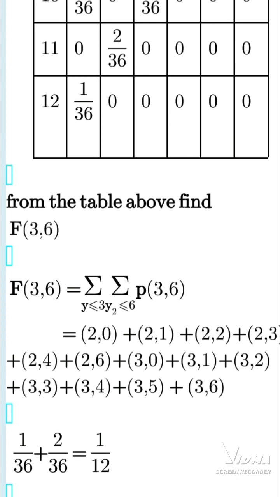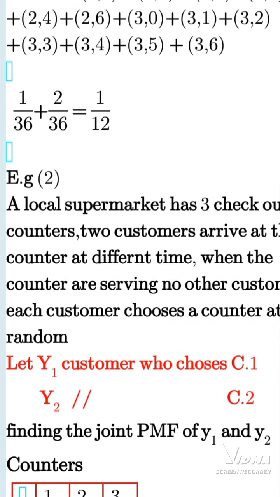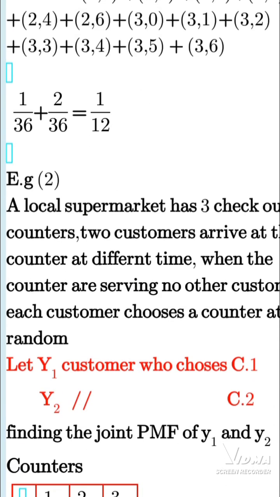So the second example, we have that we are at a local supermarket, which has 3 checkout counters. 2 customers arrive at the counter at different times. So what you should focus on is 2 customers arriving at the counter at different times. So that is our key point. That should be our focus.